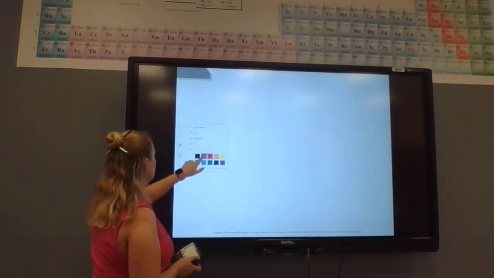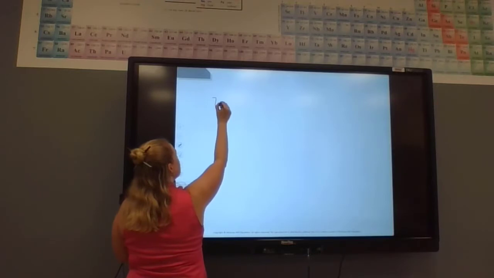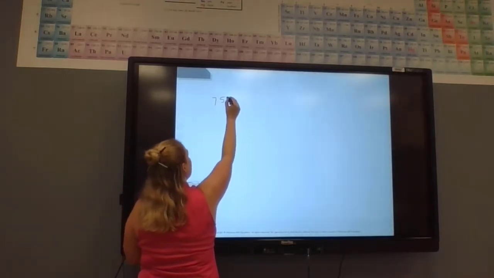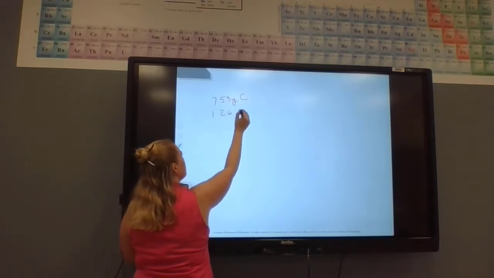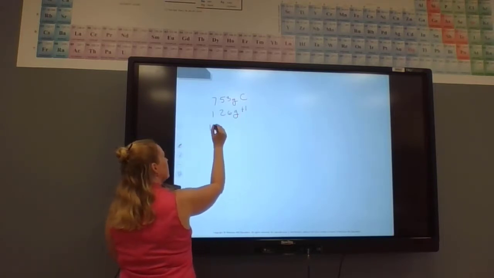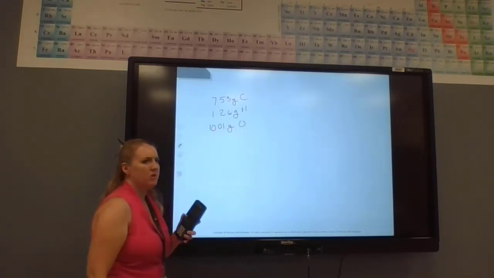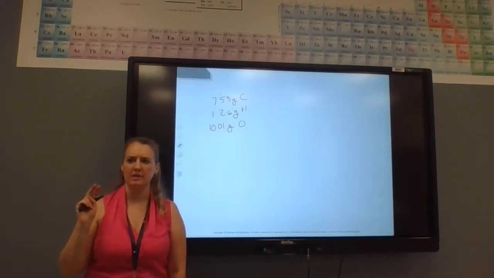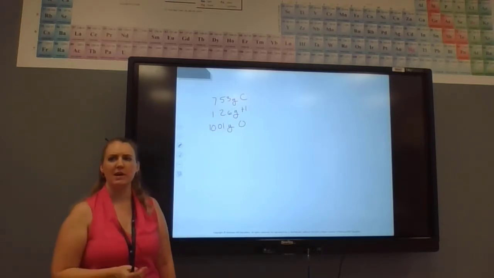Those numbers again were 7.53 grams of carbon, 1.26 grams of hydrogen, and 10.01 grams of oxygen. So at this point, I'm in the same place I was after step 1 and the start of step 2 of the last problem. I have grams of my element. What do I do now to get to the empirical formula?